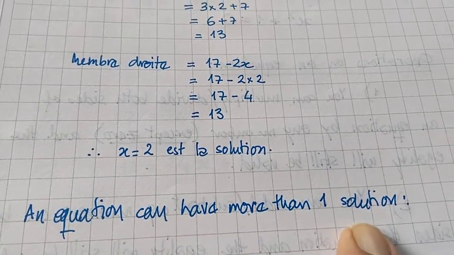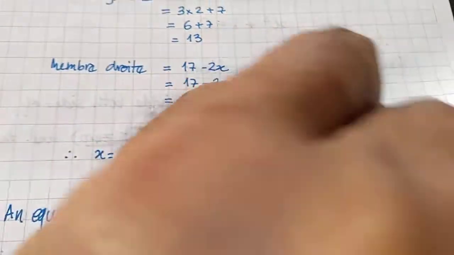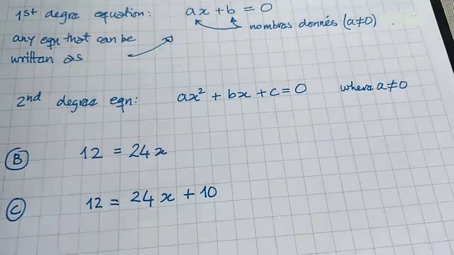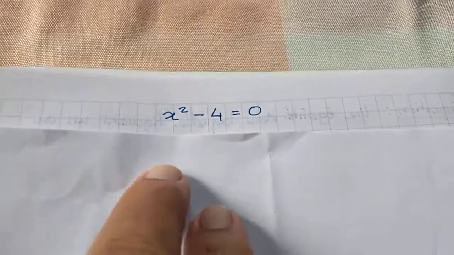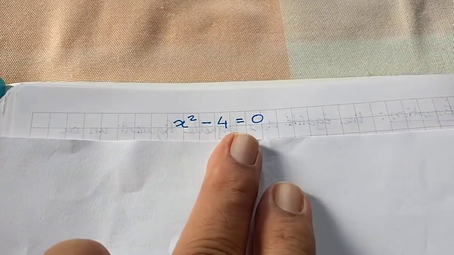So an equation can have more than one solution. Remember I said that? So let's see how we can do that. How can an equation have more than one solution? So I'll give you an equation. So let's say x square minus 4 is equal to 0.